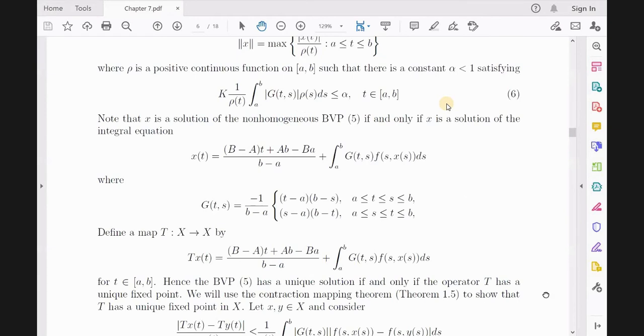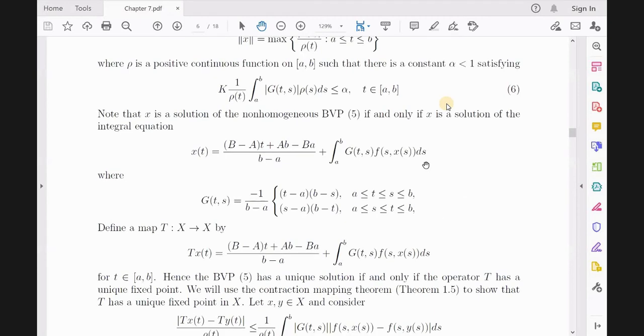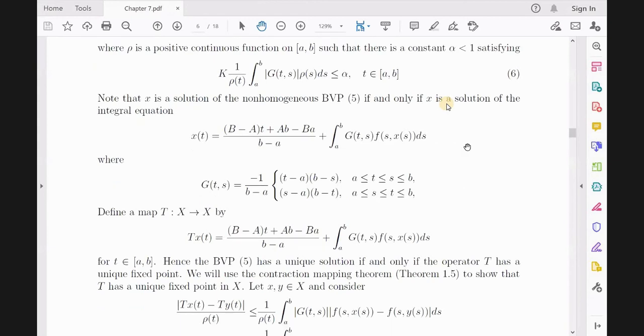So overall you can see T is a contraction mapping, and so T has a unique fixed point. So this integral equation has a unique solution. So you can say the given boundary value problem also has a unique solution.